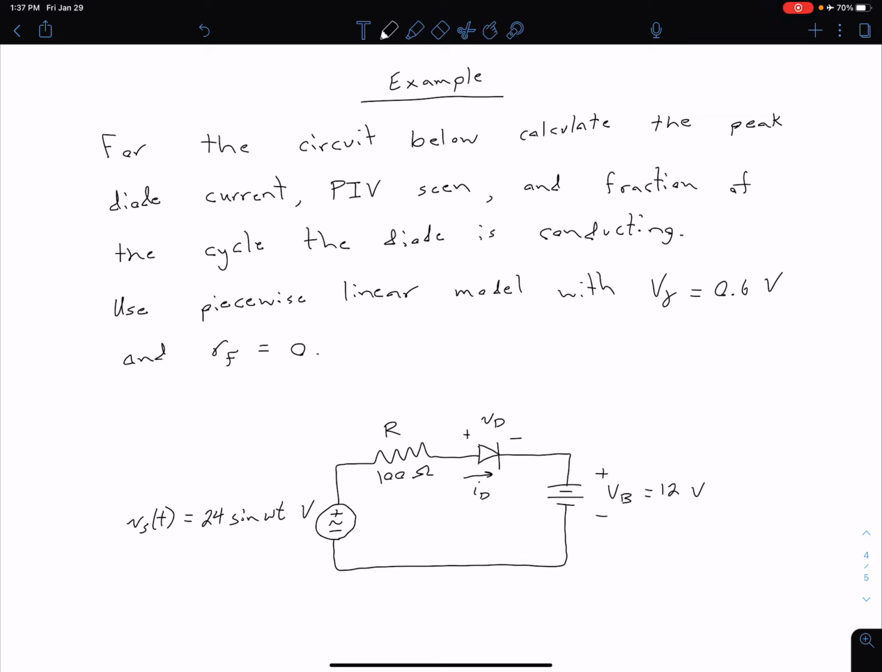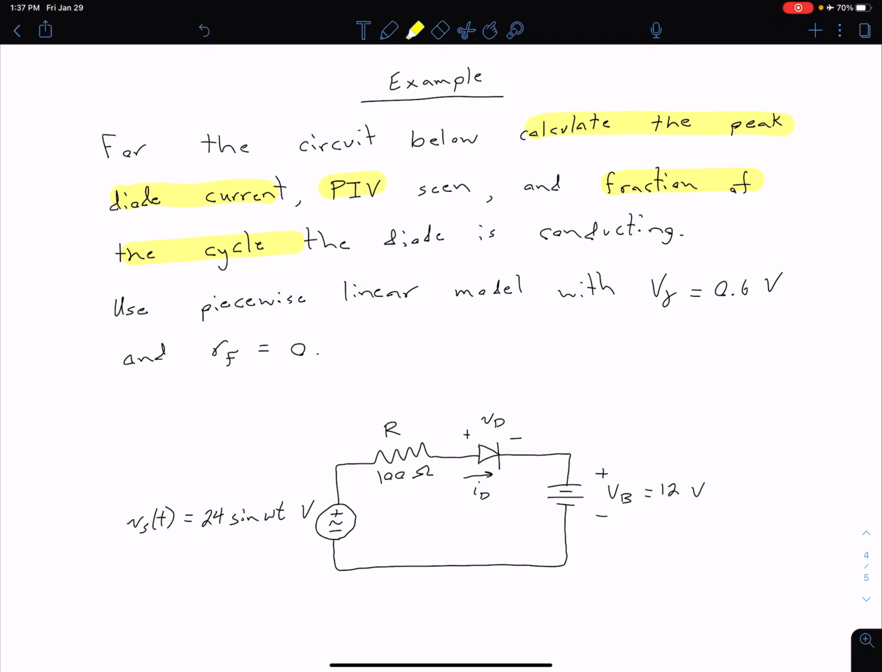Before we move on to talk about full wave rectifiers, let's look at an example that uses a half wave rectifier. So for this circuit below, we want to calculate our peak diode current, our peak inverse voltage seen by the diode, and the fraction of the cycle that the diode is conducting. The first two things, of course, we talked about in our previous video. This third thing is something new, and we'll see how to do that here in a little bit.